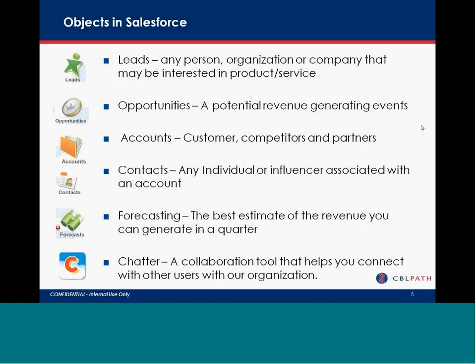A contact is any point of contact, individual, or influencer directly associated with an account and possibly one or more opportunities. This would include names, addresses, phone numbers, emails, and company position, so that you can find this information whenever you need it. A forecast is an estimate of how much revenue an organization can generate or how much of our services we can sell. This is broken down by product line and case type within the CBL Path org.